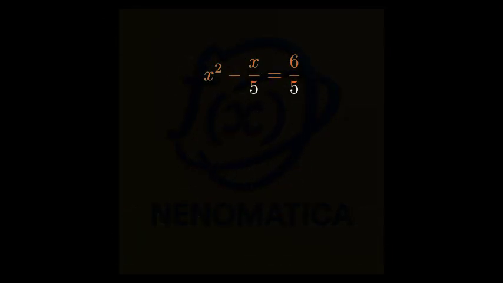Write the equation clearly. Step 1. Make the linear coefficient easy to see. That is, write negative 1/5 times x.